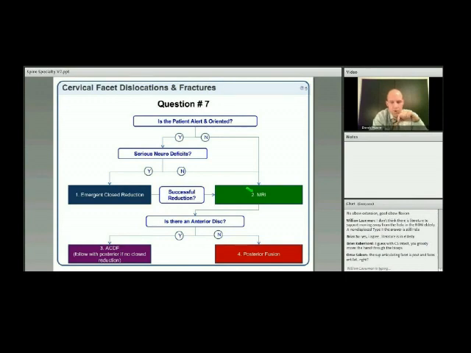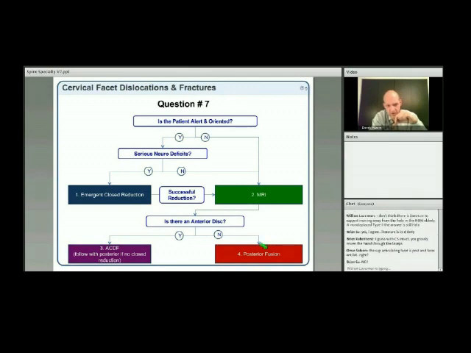They might ask you, what is definitive management? What you need to remember is everybody that has a cervical facet dislocation on this test has to be stabilized with some type of operation. You can either do it anterior with an ACDF, or you can do it posterior with a posterior fusion. The answer to this question is determined by whether the patient has an anterior disc herniation or not.